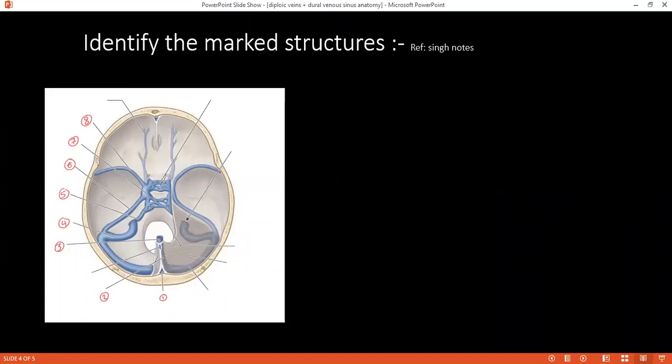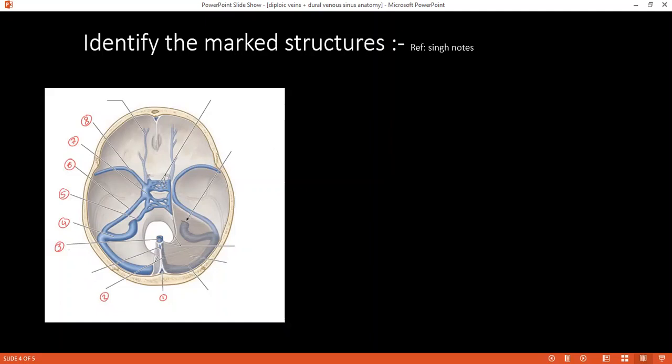Can you please tell me what is the significance of sigmoid sinus? Why is it called sigmoid? Because of its shape, ma'am. Very good, it is curved. Where is it located? It is located just near the inferior border of the petrous temporal bone, in the posterior cranial fossa, in the sigmoid sulcus.